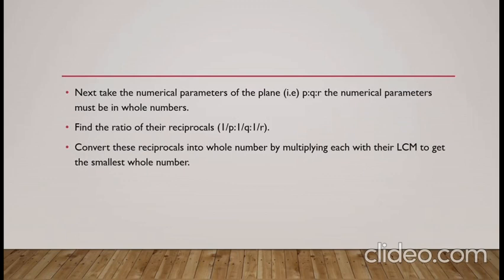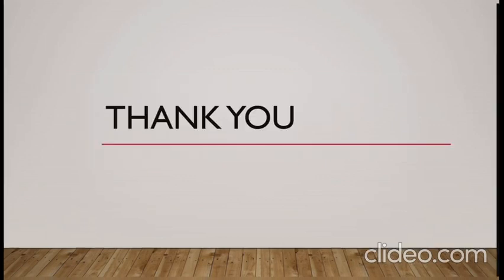Next, take the numerical parameters of the plane, for example, p is to q is to r. The numerical parameters must be whole numbers. Find the ratio of the reciprocals, 1 by p is to 1 by q is to 1 by r. Convert these reciprocals into whole numbers by multiplying each with their LCM to get the smallest whole numbers. This gives the Miller indices hkl of the plane. This is the explanation for the important features of Miller indices and the procedure for finding Miller indices.